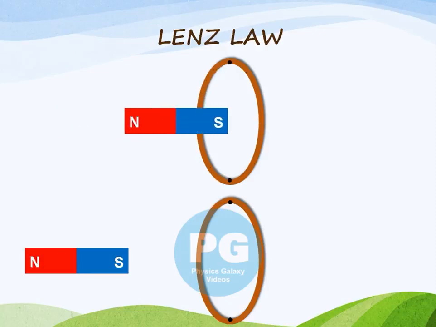Again, when the south pole of the magnet is taken away from the loop, the flux through the loop changes, or say, decreases in the opposite direction. So, to oppose this, the face of the loop towards the magnet starts acting like a north pole. Or say, the direction of induced current is anti-clockwise.